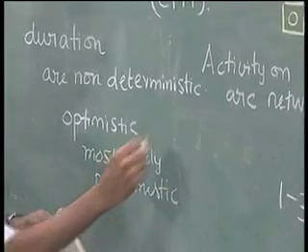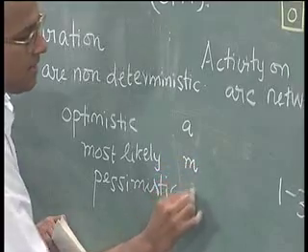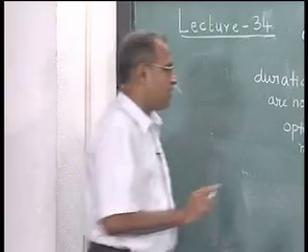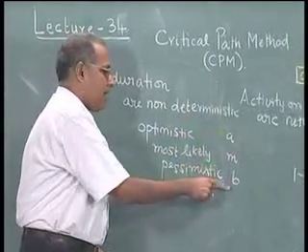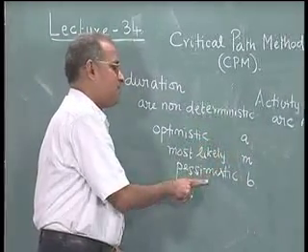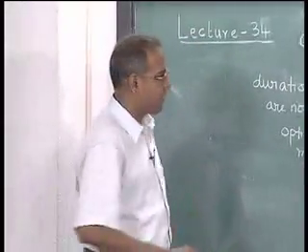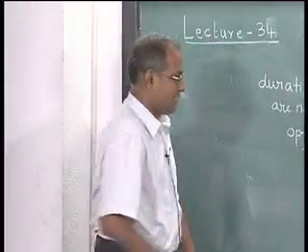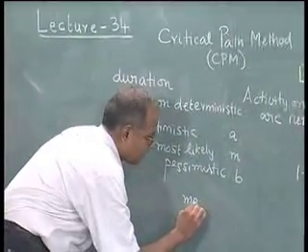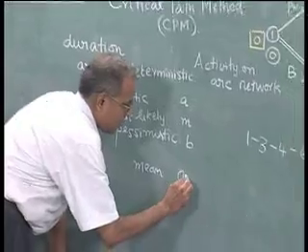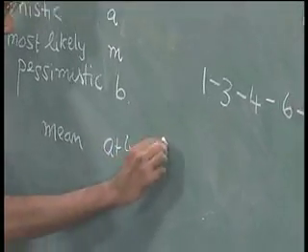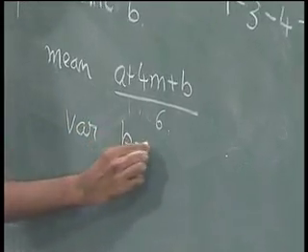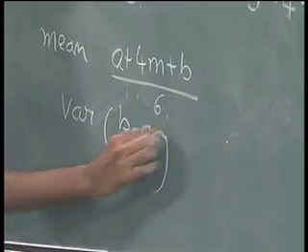Now, these are usually called A, M and B respectively for every one of these activities. So, it is obvious that M is greater than or equal to A, and B is greater than or equal to M, because the pessimistic estimate is higher than that. Now, these kinds of estimates are drawn for each of these activities, and then the mean time is calculated, assuming a beta distribution, as (A plus 4M plus B) by 6, and the variance is given by ((B minus A) by 6) the whole square.